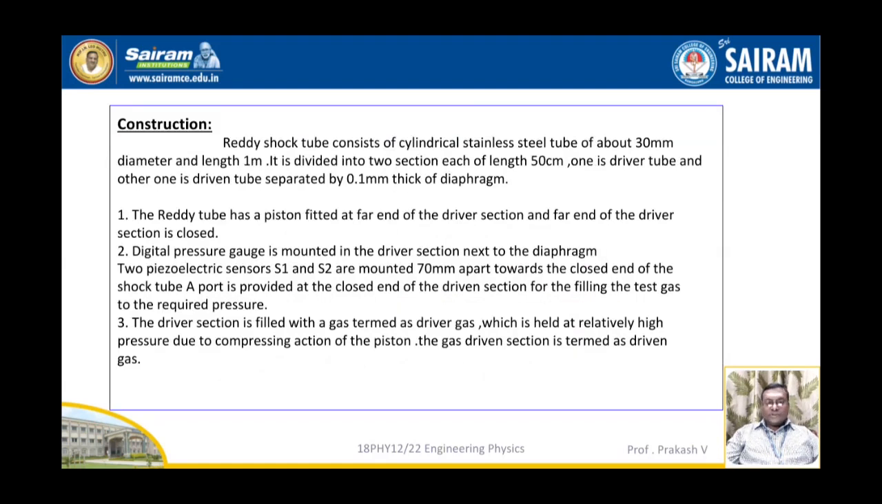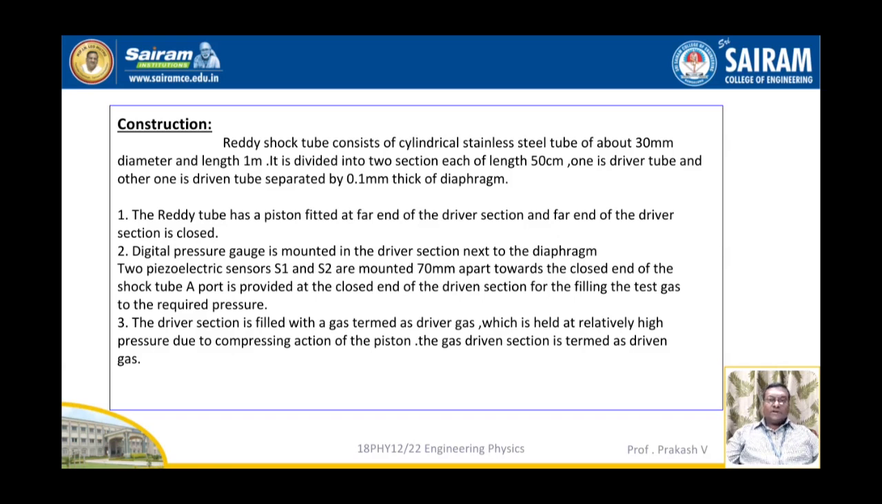Reddy's shock tube is a cylindrical stainless steel tube of about 30 mm in diameter and about 1 meter in length. It is divided into two sections, each of length 50 centimeter. One is the driver section and the other one is the driven section. These two sections are separated by a 0.1 mm thick paper diaphragm. The tube is fitted with a piston at one end, that is in the driver section. The other end is totally closed.